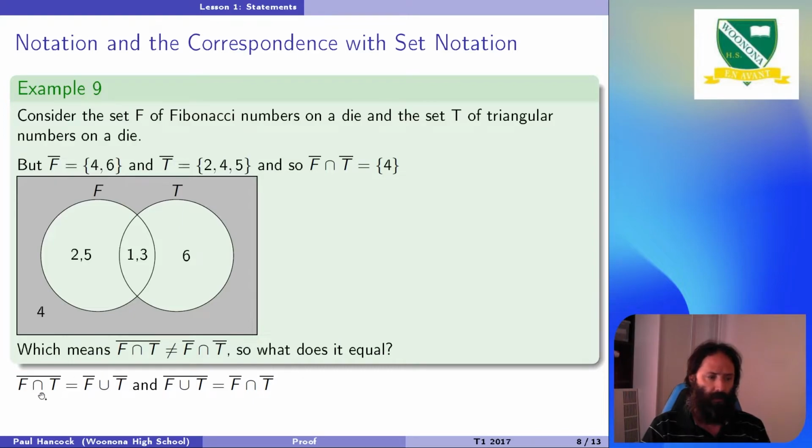So it is still simple, or it can be broken apart, but it switches the symbol. So instead of being an intersect, it becomes a union. And it works the same way for the complement of f union t. It breaks it apart, but it switches the sign to an intersect. And these are called De Morgan's laws, and they're incredibly important, of course. So there is still a simple rule, but it's not quite as simple as we were hoping.